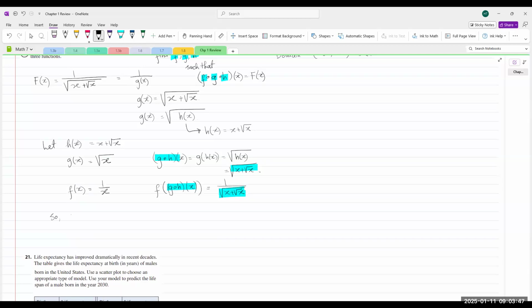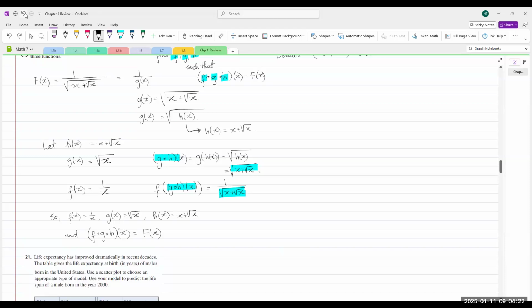So f(x) equals 1 over x, g(x) equals the square root of x, h(x) equals x plus the square root of x, and f compose g compose h of x equals the big function F(x) that we had originally.